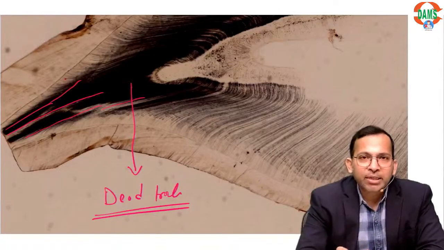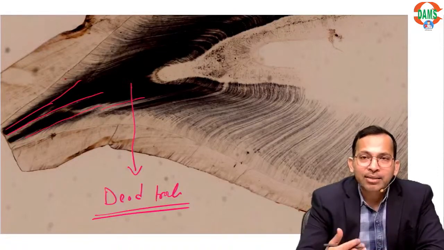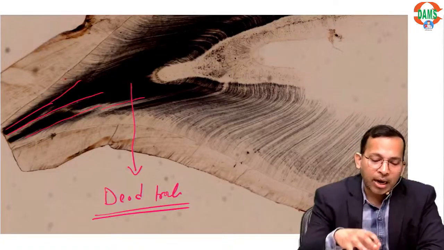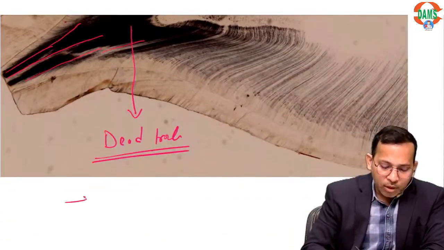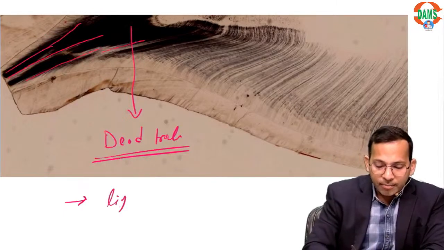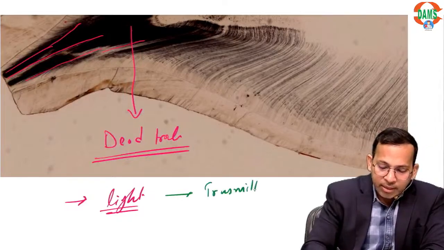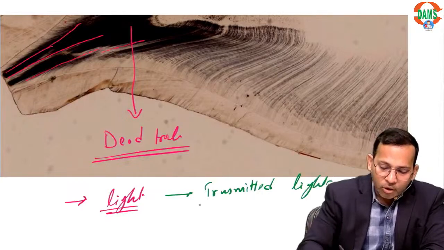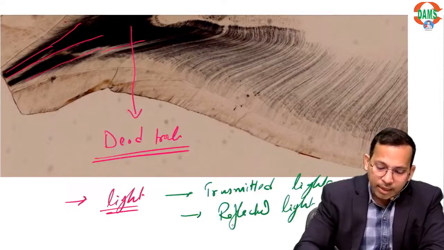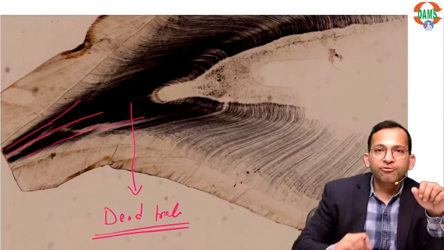Can you now tell me what type of light source has been used to view this slide? Is it the incident light, that is the reflected light, or is it the transmitted light? Under what type of light are you looking at this diagram? These histologic slides that we are seeing in the microscope, what type of light has been used? Is it transmitted light or reflected light?